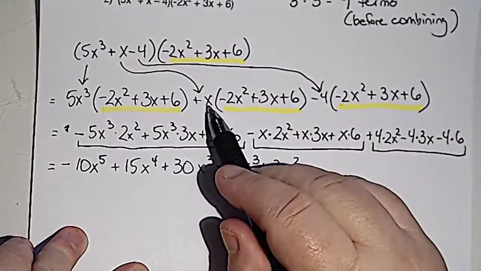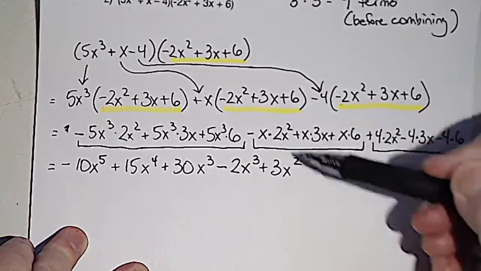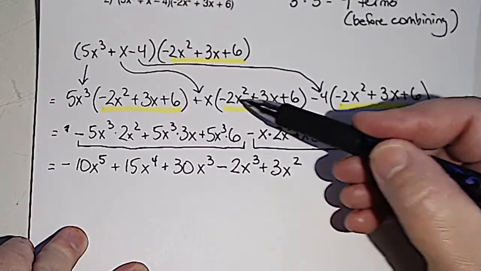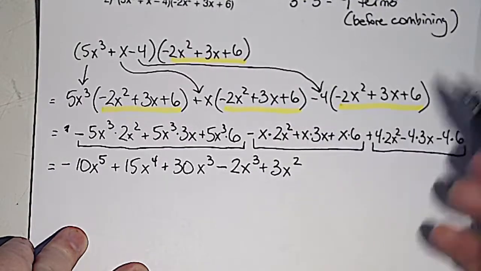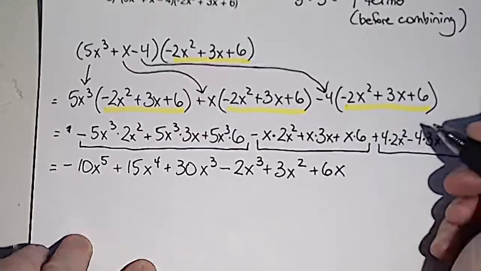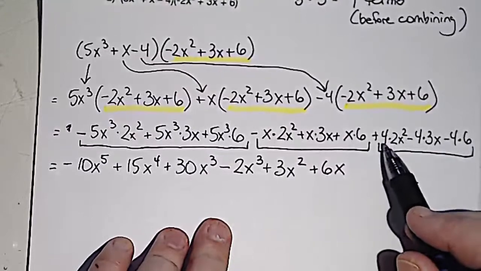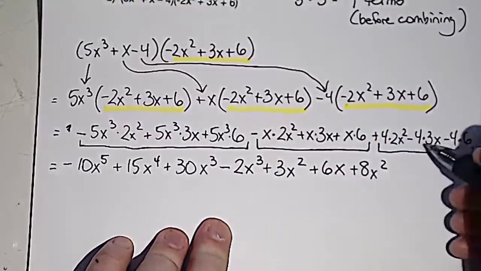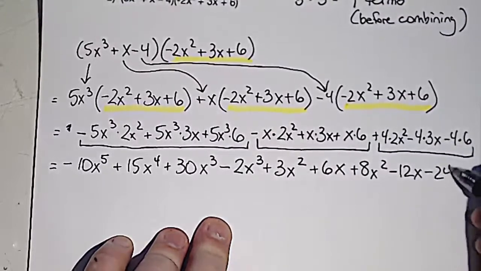So notice when we multiply by x through all of these, I'm just getting the same thing I had, but I'm bumping up the x's by 1. Right, so I have -2x squared, now I have -2x cubed. 3x, 3x squared. 6, x times 6 is 6x. Okay, those are the second three. And then our last three, 4 times 2 is 8, x squared, minus 12x, minus 24.